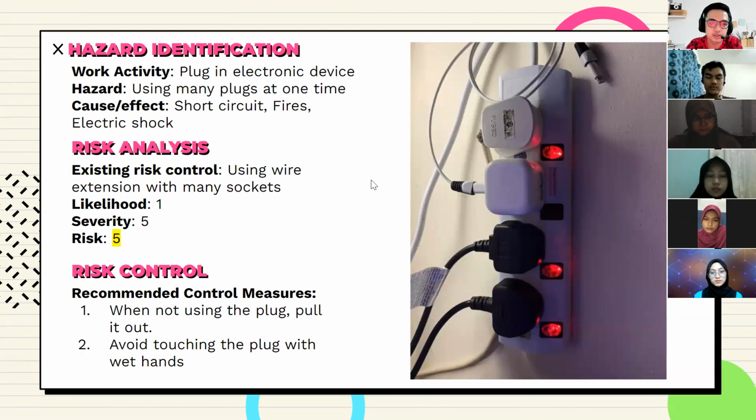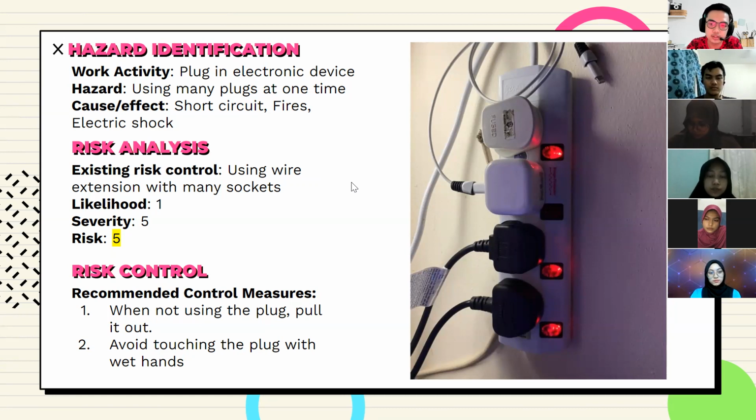All right, so this picture shows the work activity of plugging in electronic devices, which imposes a hazard of using many plugs at one time. The cause and effect of this activity is that short circuits will happen, which will induce fire and also electric shock when a person touches the extension.